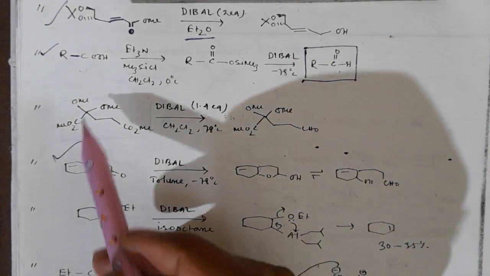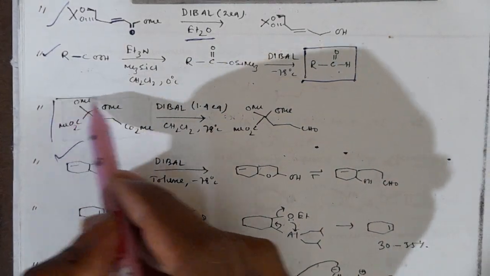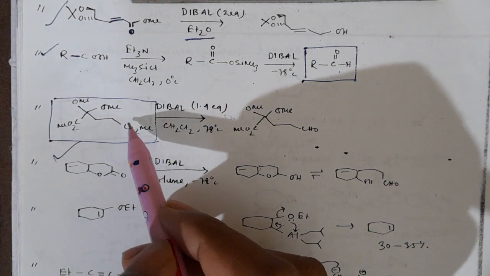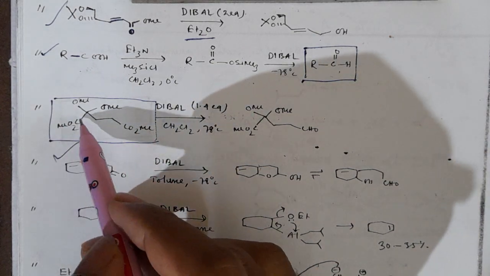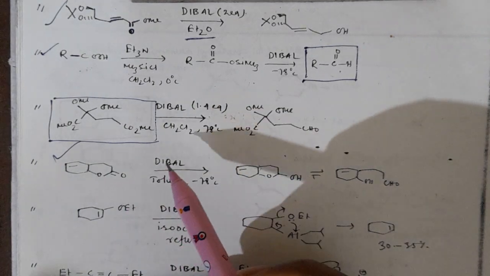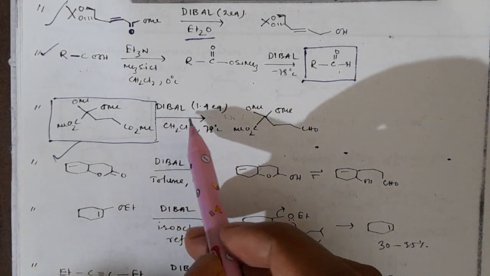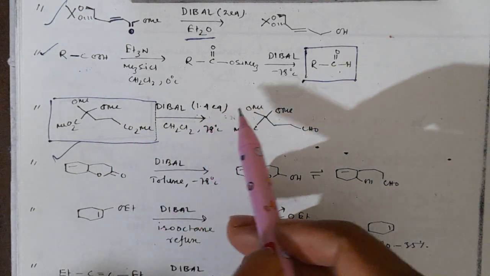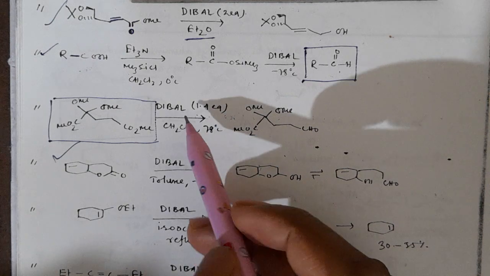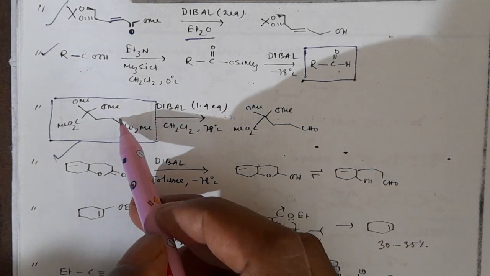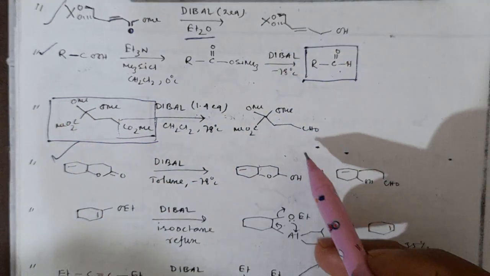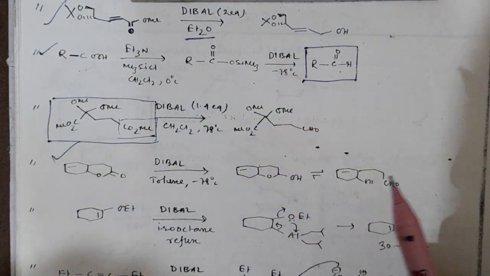Now further, coming to the next example, here you can see this particular substrate. How many ester groups does it contain? This is one ester group, and another ester group is also present over here. Now if you do the reaction using DIBAL, here you can see 1.4 equivalents, then it selectively reduces this particular ester group over the other ester group. As a result it gives this aldehyde product.